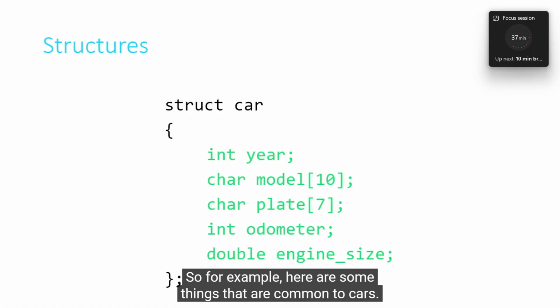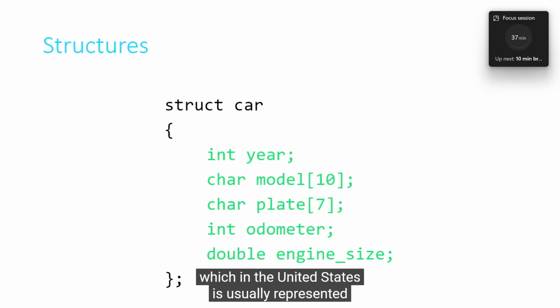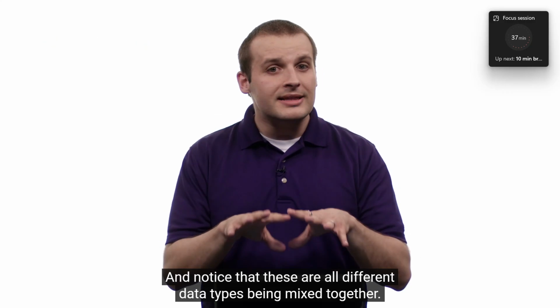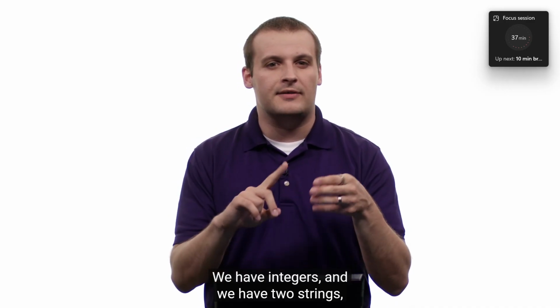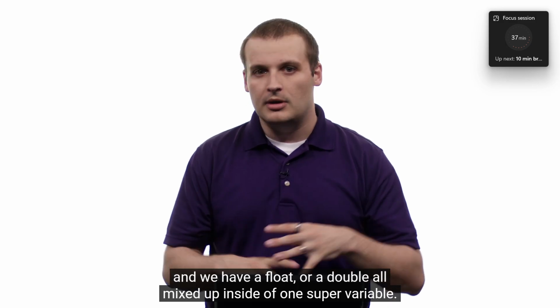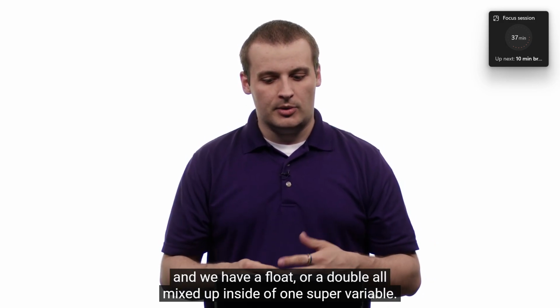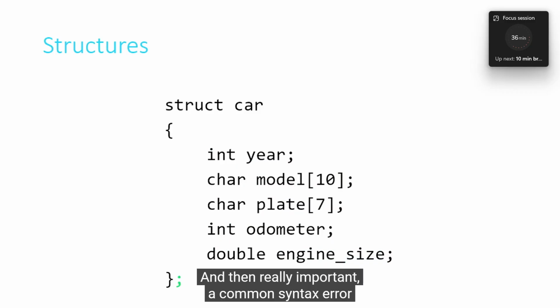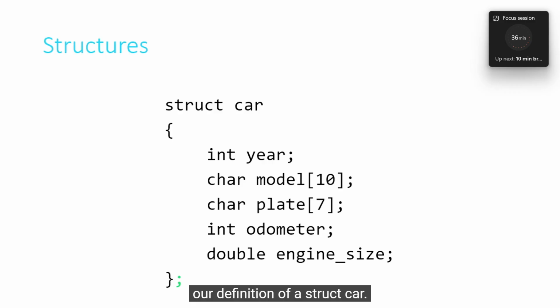So for example, here are some things that are common to cars. They have a year, the year that they were manufactured. We have a model and a license plate and an odometer, which is a number of miles. And maybe they have an engine size, which in the United States is usually represented as a float for how many liters the engine capacity is. And notice that these are all different data types being mixed together. We have integers, and we have two strings, and we have a float or a double, all mixed up inside of one super variable. To finish our definition of this structure, we have a closing curly brace, and then, really important, a common syntax error, a semicolon at the end, which completes our definition of a struct car.